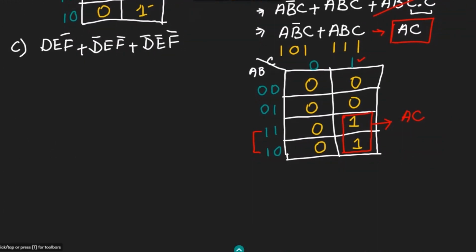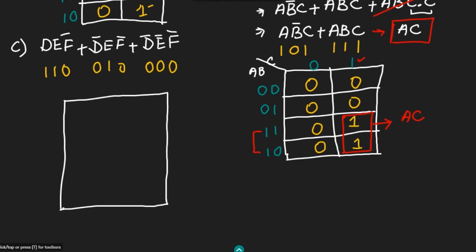Now writing their binary values, because now the variables are D, E and F. The binary value here is 1 1 0, here 0 1 0 and here 0 0 0. So these are basically the binary values. And now drawing the Karnaugh map here. This is a Karnaugh map, and the variables here we have are D, E and here we have F, and writing all the combinations here. Here it will be 0 0, 0 1, 1 1 and 1 0, and here 0 and 1. So these are the combinations, and drawing cells here. So these are the cells.